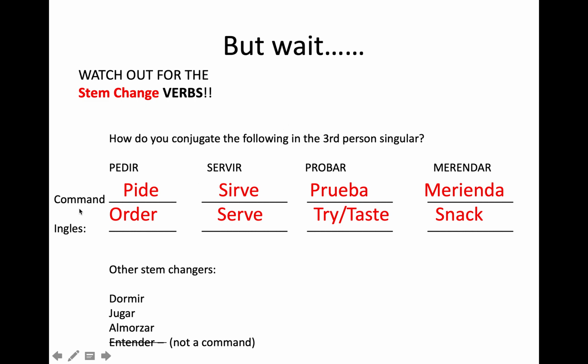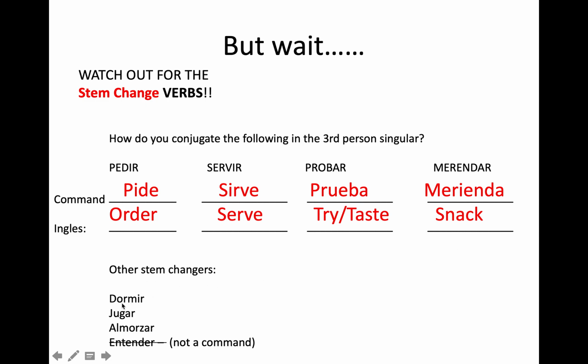Okay, so pedir becomes pide, and you're telling someone order, pide la comida, order the food. Servir, sirve la comida, serve the food. Probar is prueba, okay? Prueba la sopa, try the soup, taste the soup. And merendar means to snack, would be merienda, okay? Merienda a las dos, snack at 2.